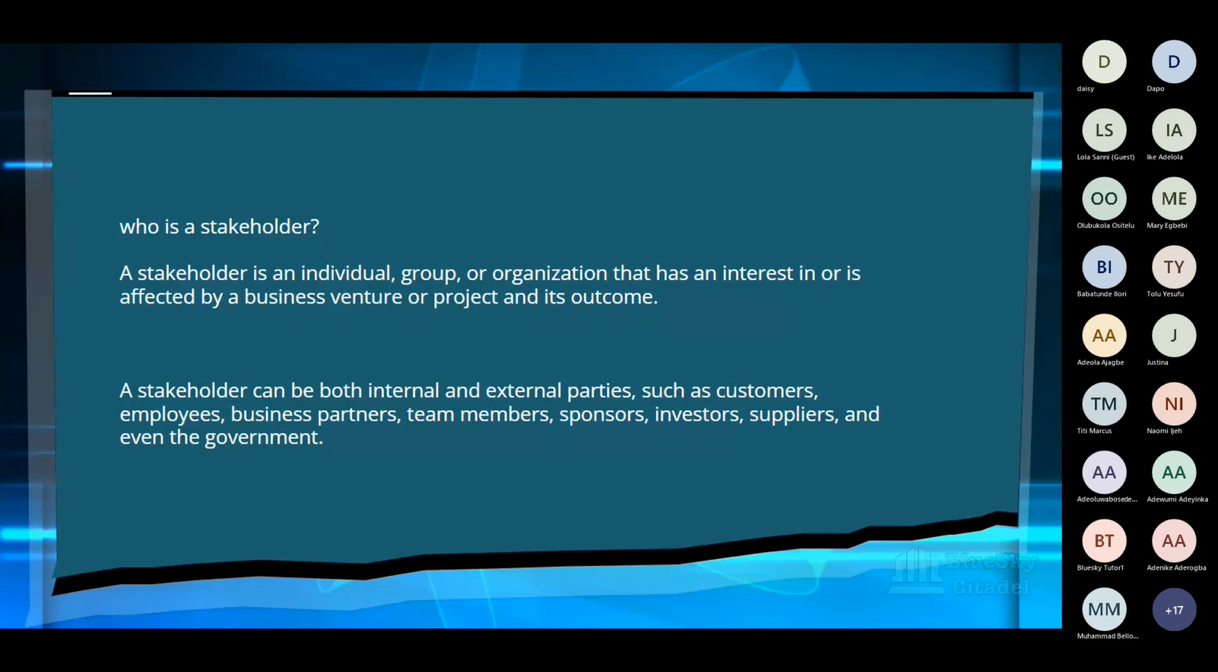Now, a stakeholder can be both internal or external. So we would have situations where you have stakeholders that are third-party vendors, third-party software vendors. You have suppliers. These people are also stakeholders. So stakeholders can be both internal and external parties. And you can see that on the screen where it says such as your customers, the employees, the business partners, the suppliers, even the government. Even the government as a client can be termed as a stakeholder.